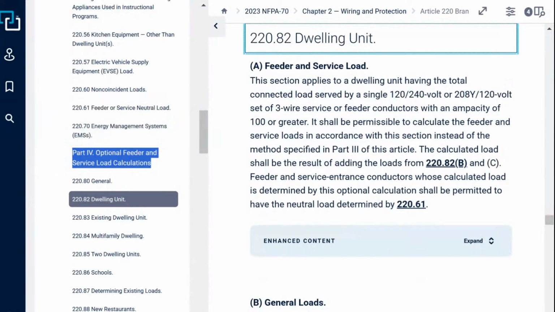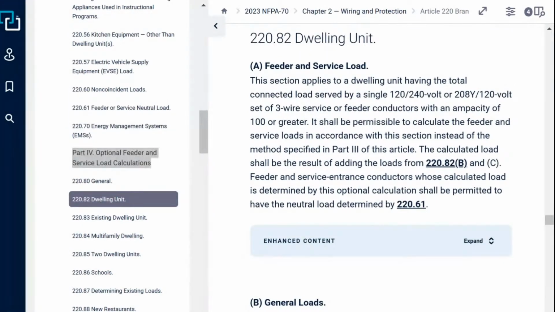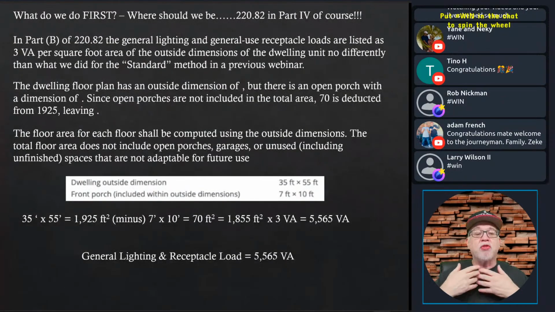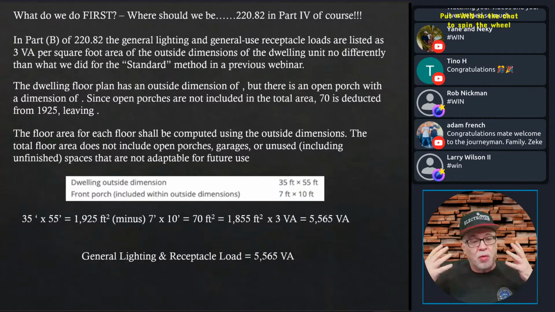Now, I will remind folks that in future episodes, like the next series, we'll be dabbling into multifamily dwellings. So we'll show you how to do that as well. The individual dwelling units we're taking care of now. But then we'll also show you the multifamily in 220.84 when you have more than 3. So when you're getting into more of a multifamily.